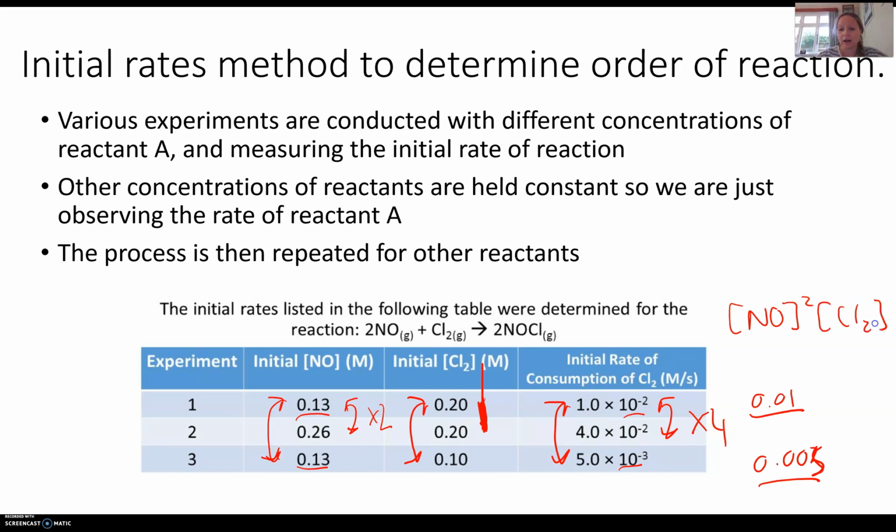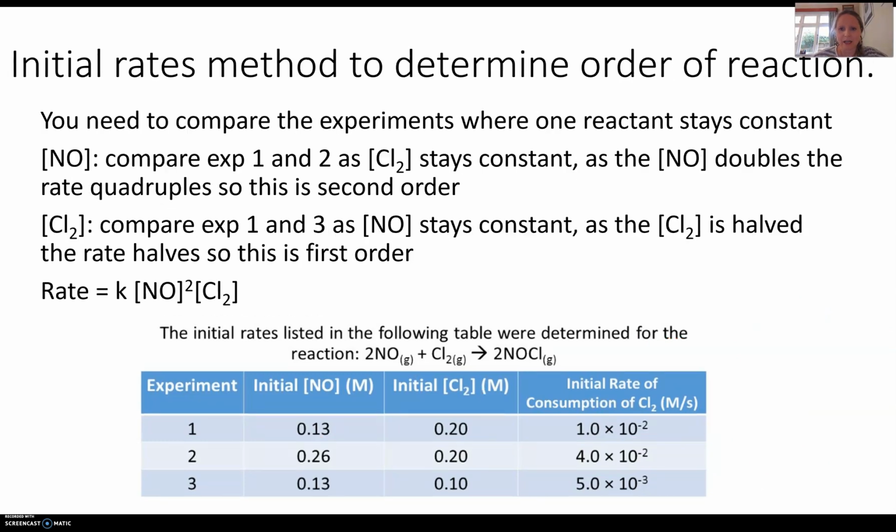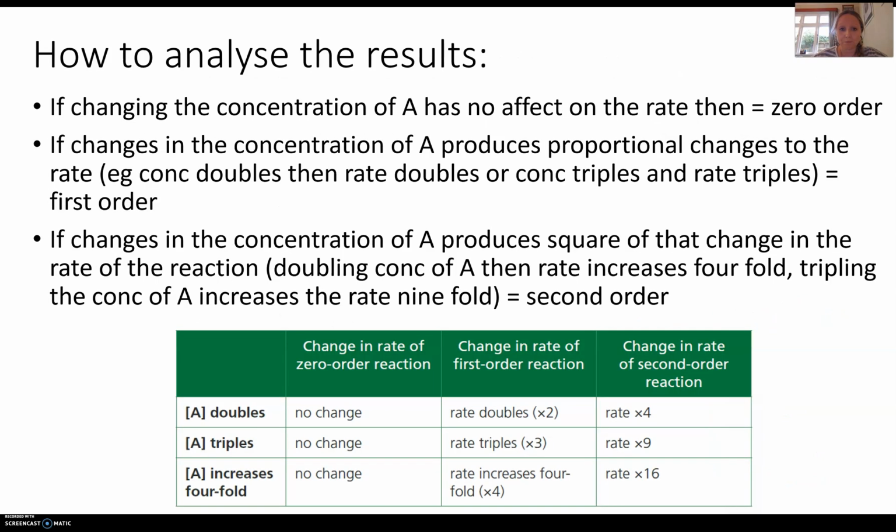So if we write the expression, it's going to be rate equals k times [NO] squared times [Cl2]. I hope that makes sense. It's explained in the next slide if you need a bit more clarification.